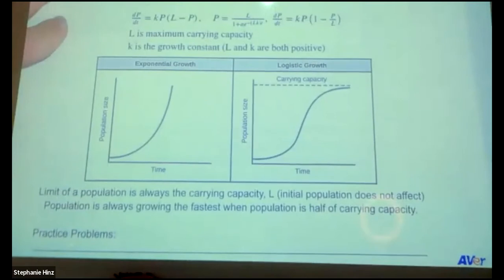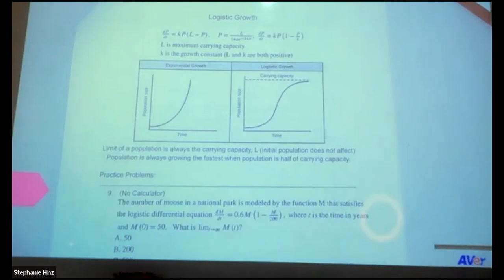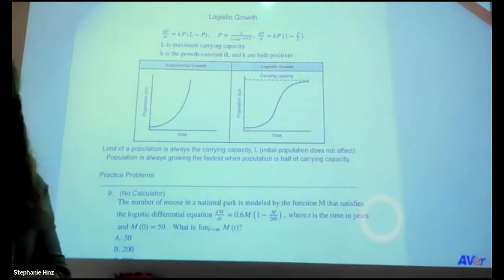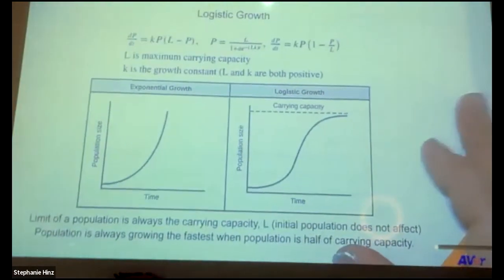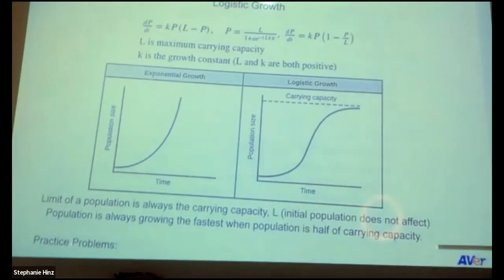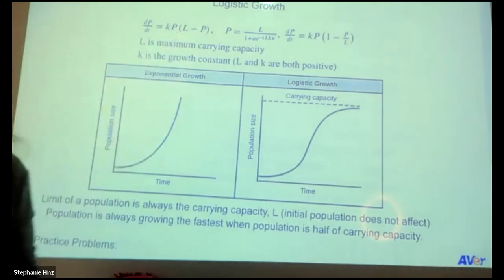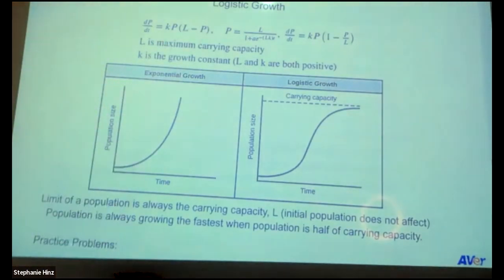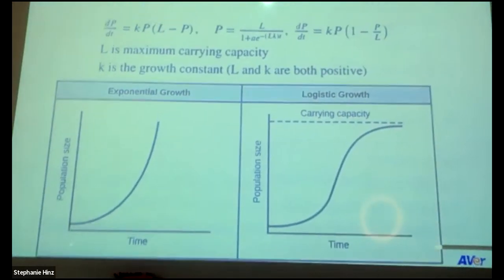But right now, I would like to talk to you a little bit about logistic growth. Logistic growth is a type of growth. No, it's not exponential, but it is a growth that models population often. And when we talk about logistic growth, this is the differential equation associated with logistic growth. So I have dP/dt equals kP times (L minus P).